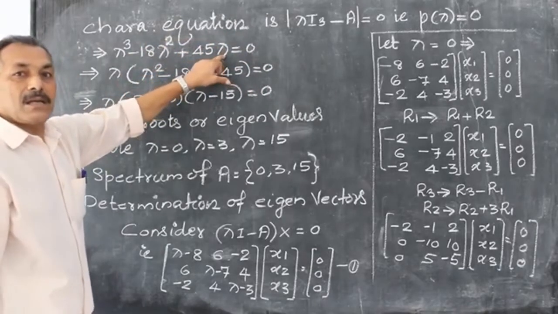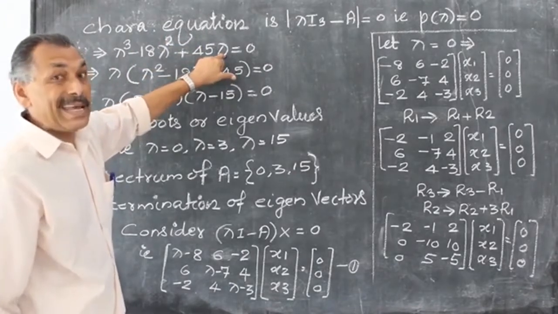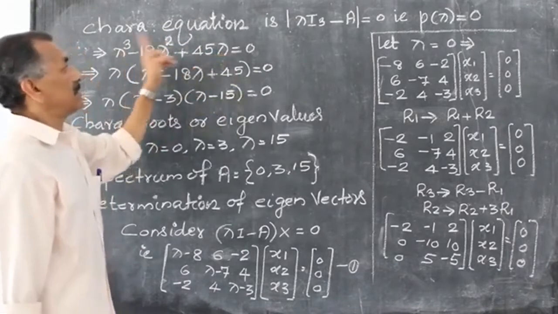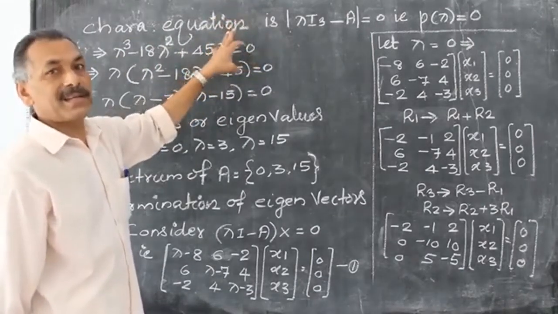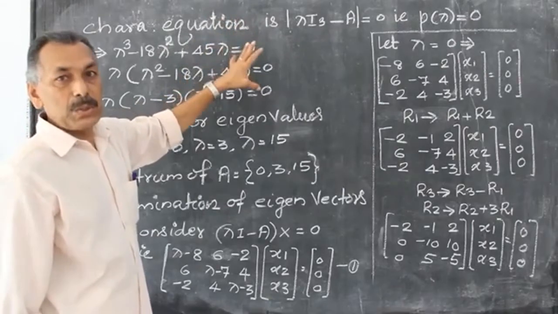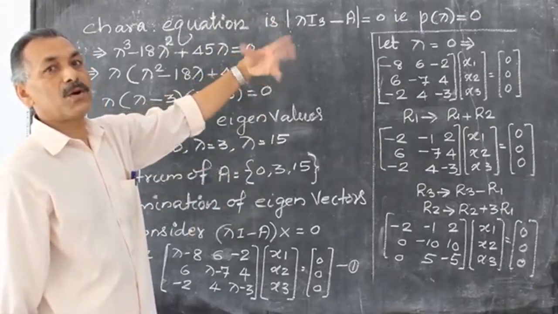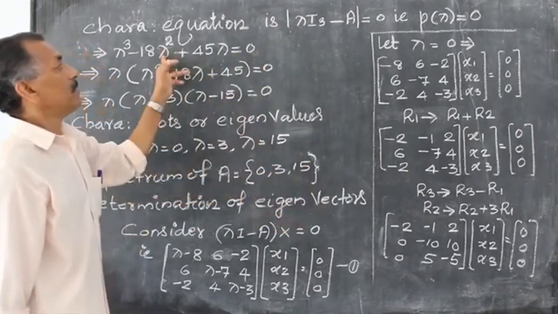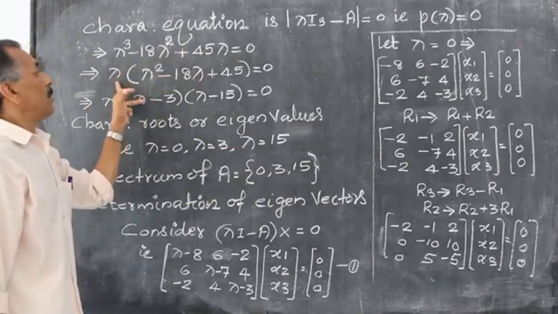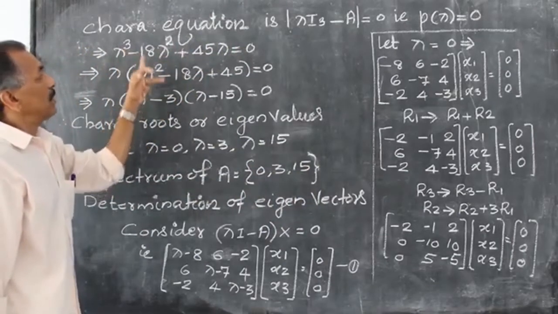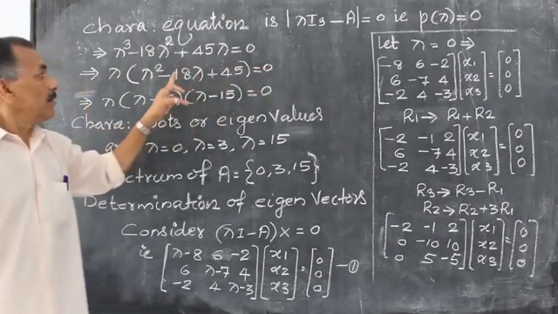The solution of this characteristic equation gives the characteristic roots, or eigenvalues, or latent roots. The characteristic equation is equal to zero. There are three solutions of this characteristic equation. Now, we solve the equation by taking lambda outside. Lambda into lambda square minus 18 lambda plus 45 is equal to 0.